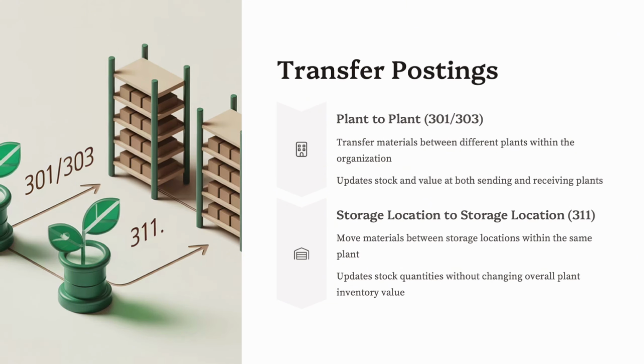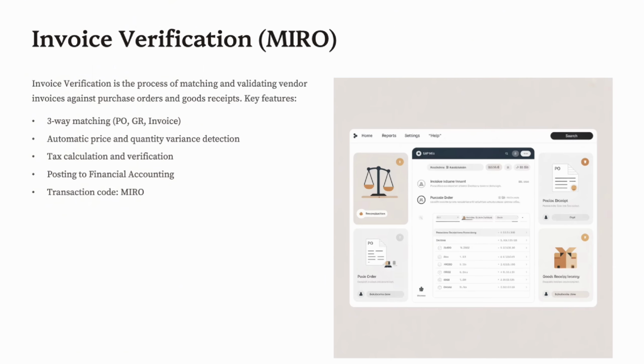Congratulations! You've now covered all major stock movement scenarios in SAP MM. Next up, Invoice Verification, where we match GRs and POs with vendor invoices to finalize the Procure-to-Pay cycle. Stay tuned for that final piece.